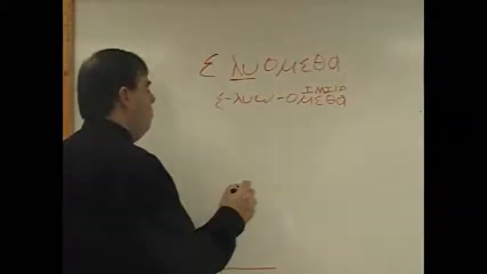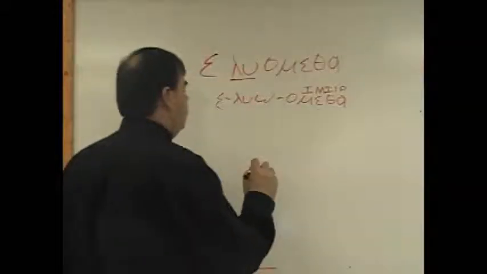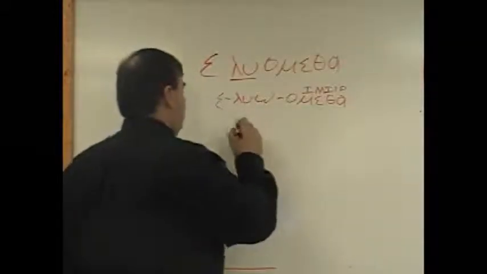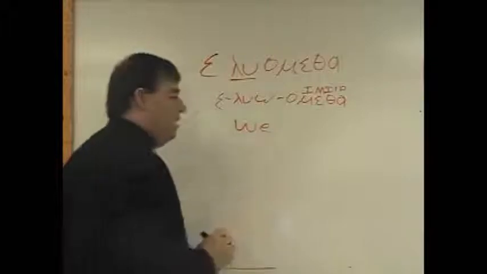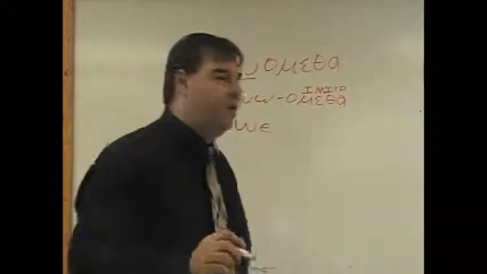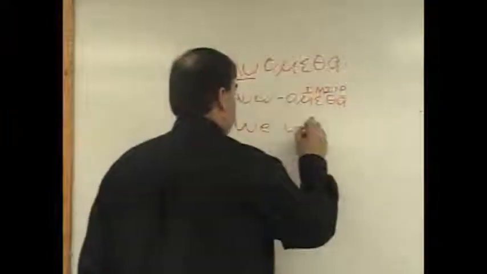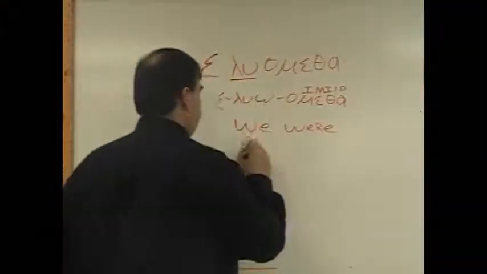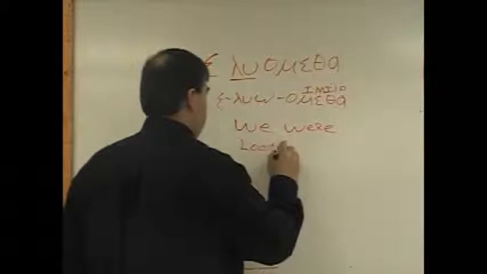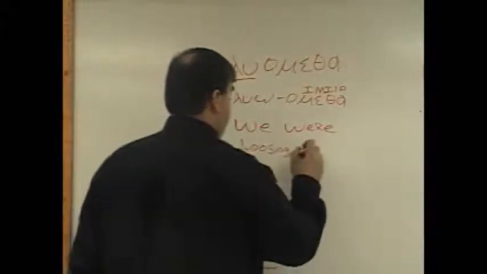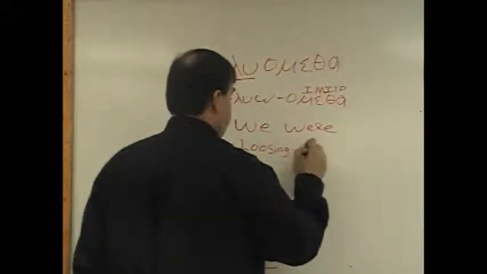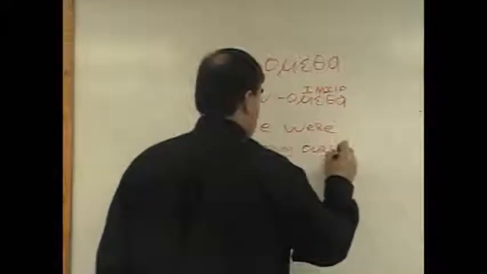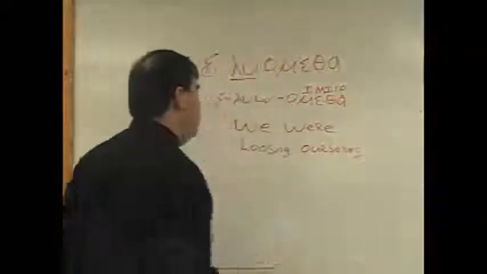So now we would say this, since we're going to say it middle, and first person plural would be we, and it would be we in past. We were loosing ourselves. Okay? We were loosing ourselves.